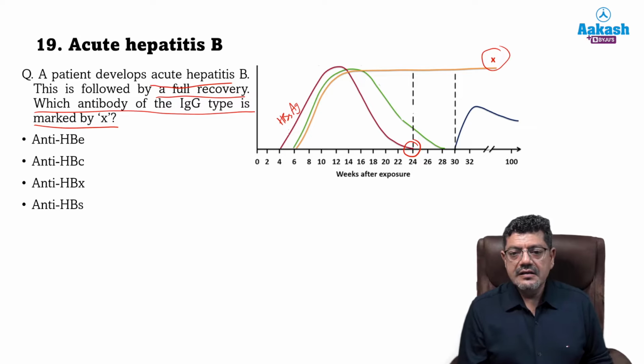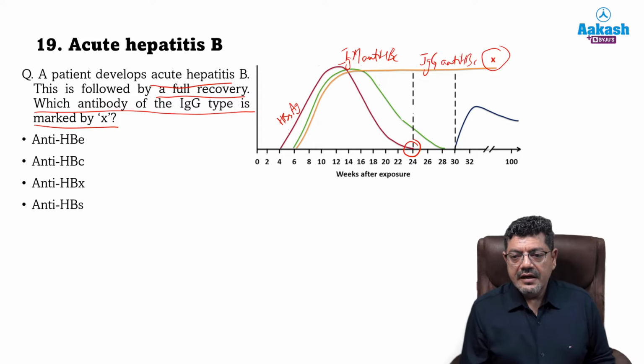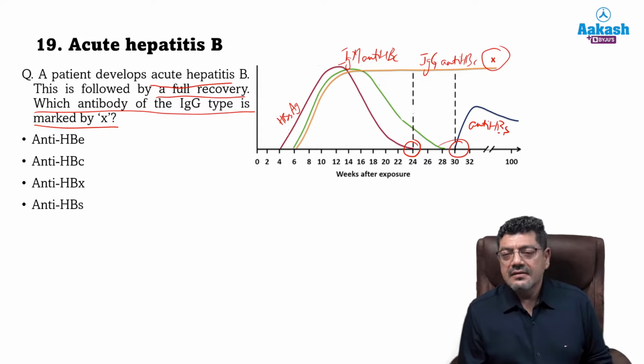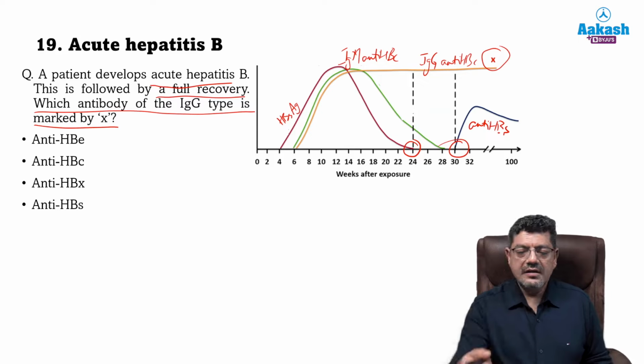Now, the green trace here is IgM anti-HBC, which is how you make the diagnosis of acute hepatitis B, right? The orange trace is IgG anti-HBC. Anti-HBS only appears after 6 months, right? So that was how you were supposed to answer these questions.